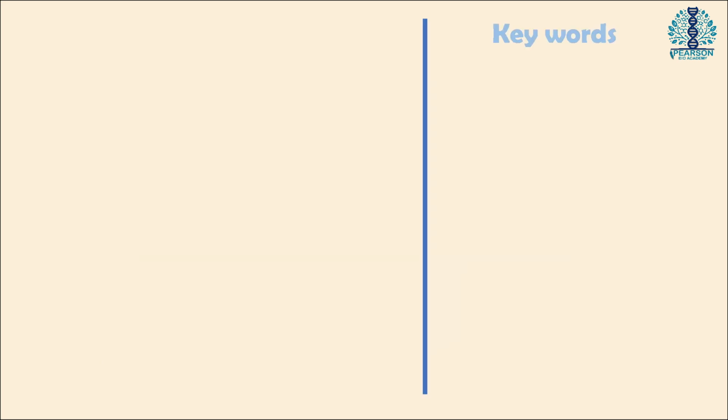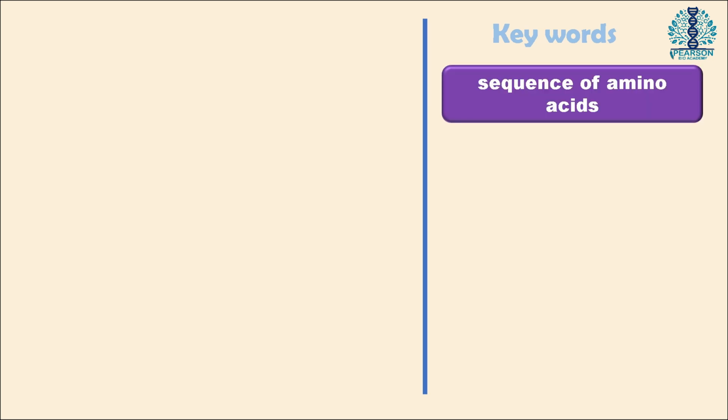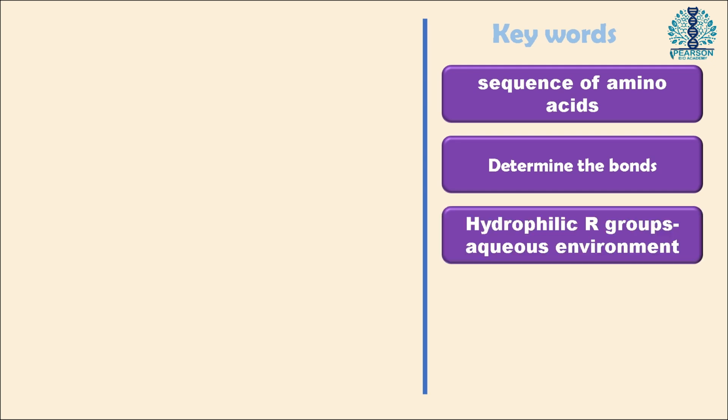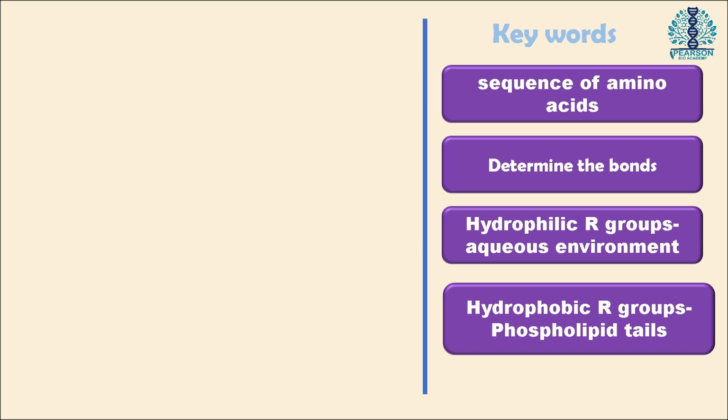Now let's look at how you can construct your answer using the key points. First, remember that the primary structure refers to the sequence of amino acids. This sequence determines the position of amino acids, which in turn dictates the types of bonds that will form. In this case, the hydrophilic R groups are positioned on the part of the protein facing the aqueous environment, while the hydrophobic R groups are positioned within the phospholipid tails.